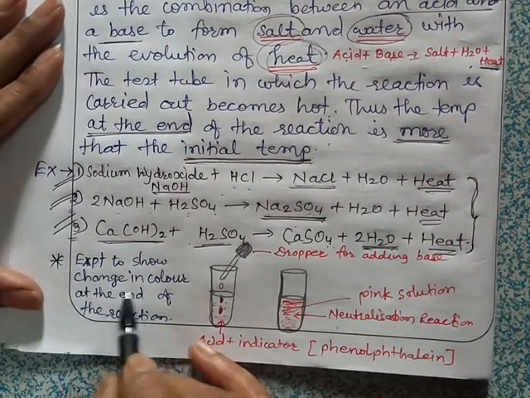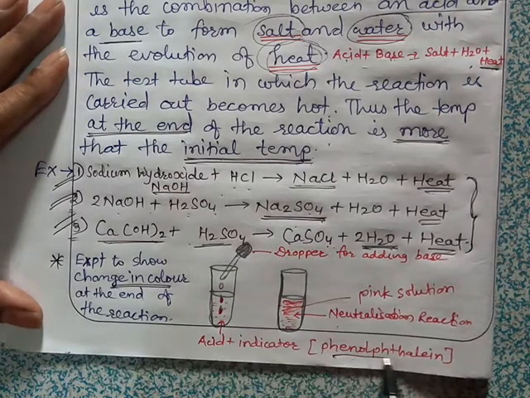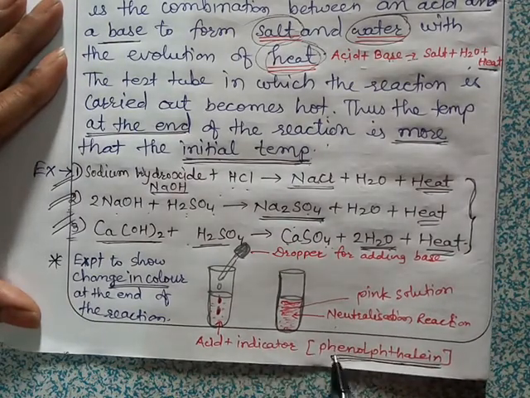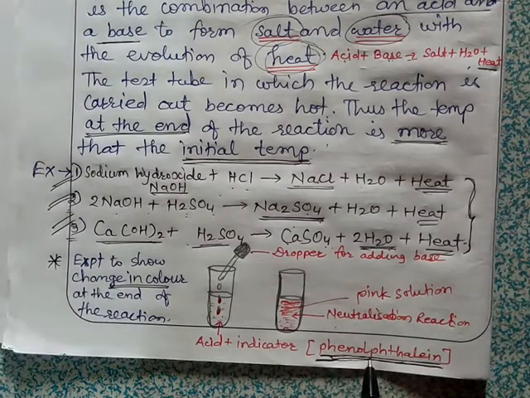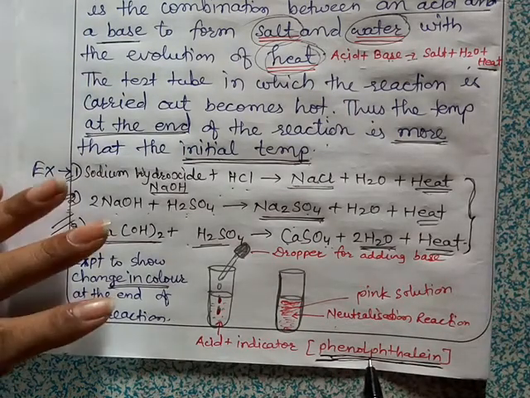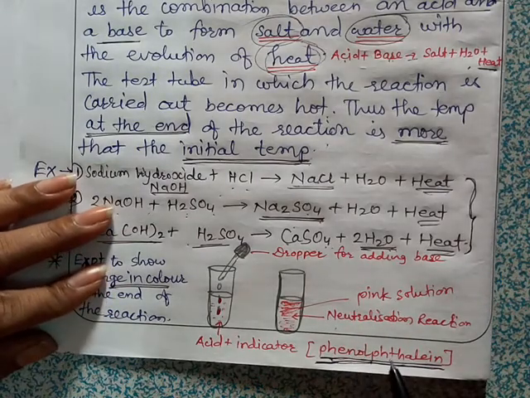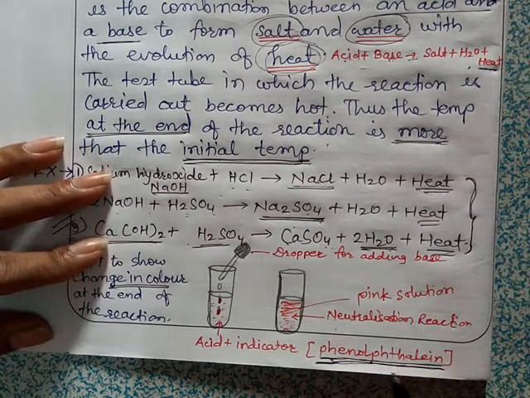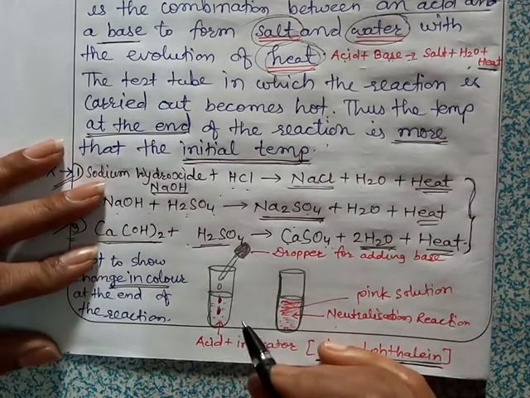Then there is one small experiment to show the change in color at the end of the reaction. We have already read about the phenolphthalein indicator in the previous video, that a phenolphthalein indicator is used to check the neutralization reaction. How it is used, we are going to see now. In a neutralization reaction, phenolphthalein is used to indicate the end of the reaction, and the end point is observed when the indicator changes its color.